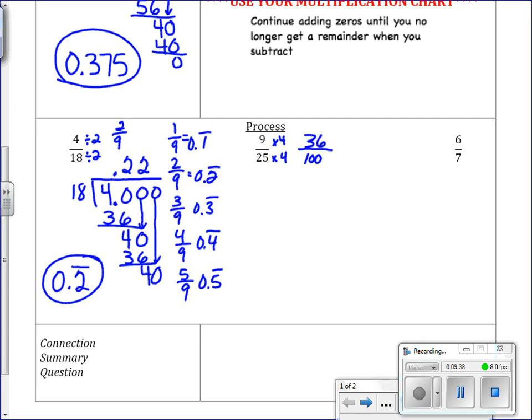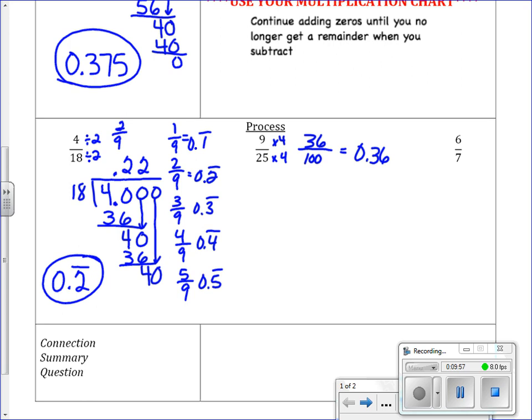So we have 36 hundredths. Right there, that is our decimal. We write it the way we see it. It would be 0.36, 36 hundredths. It's been changed into decimal form.